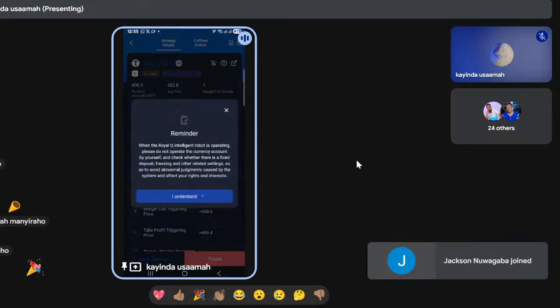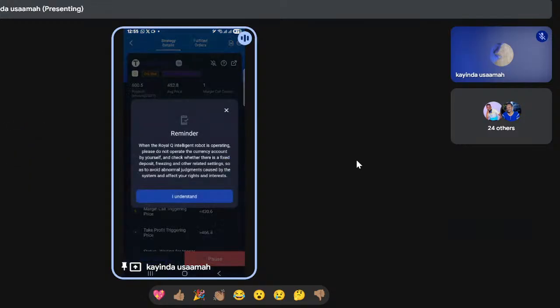Then here we have this icon. This icon is a reminder. When Royco Intelligent Robot is operating, please don't operate the currency account by yourself and check whether there is a fixed deposit, freezing, and other related settings, so as to avoid abnormal judgments caused by the system and affect your rights and interests.